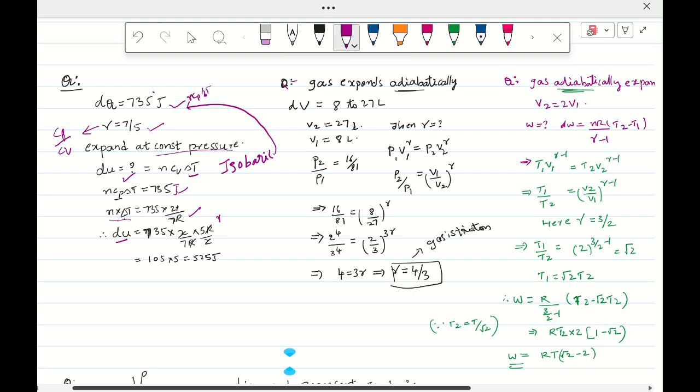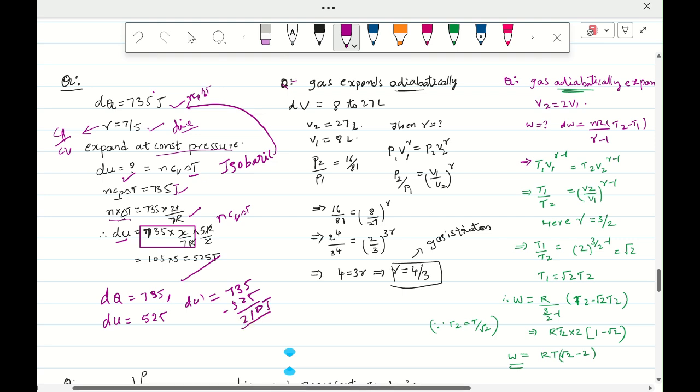Now dU is equal to nCv delta T, so substitute the n delta T value into Cv. Cv is equal to 5R by 2 for diatomic; here 7 by 5 is diatomic. So we get the answer. Therefore dQ is equal to 735 and dU is equal to 525. Then dW is equal to dQ minus dU, 735 minus 525. This is the work done, but it was not asked, so you can try.